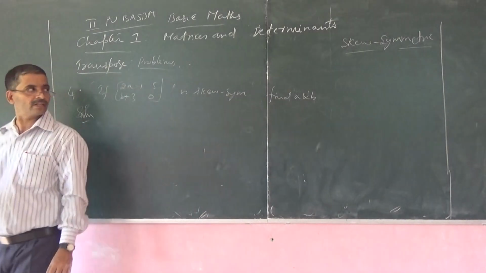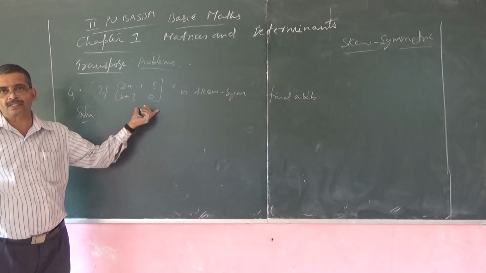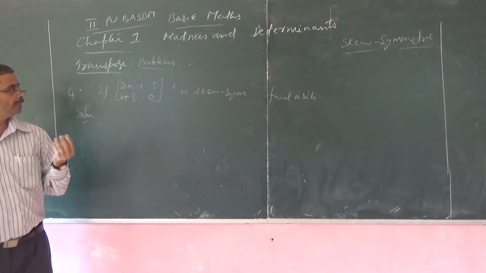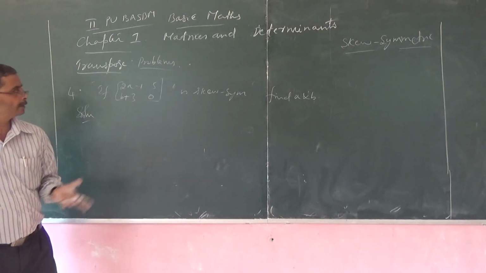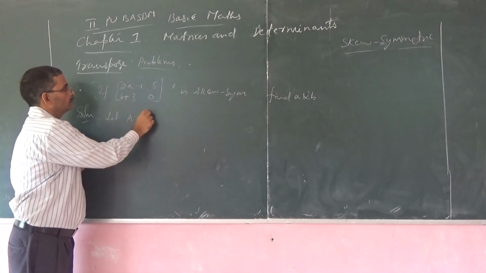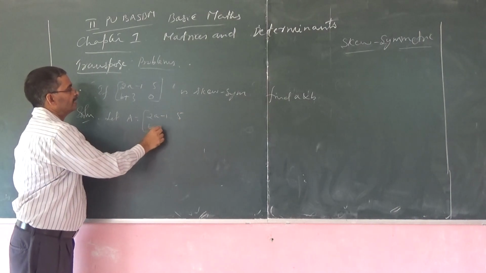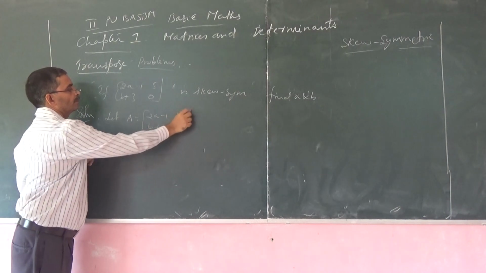Is skew symmetric, find a and b. Now you know that this is skew symmetric. So when it is skew symmetric, A dash should be equal to minus A. So I will call it as A. Let A equal to [2a minus 1, 5; b plus 3, 0].